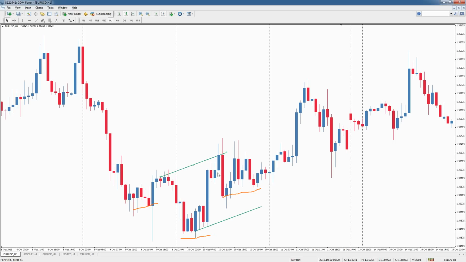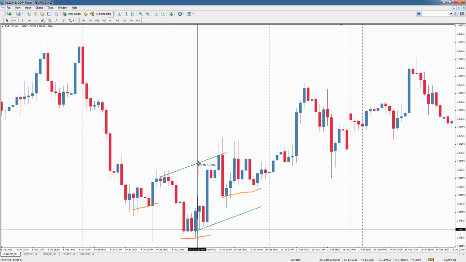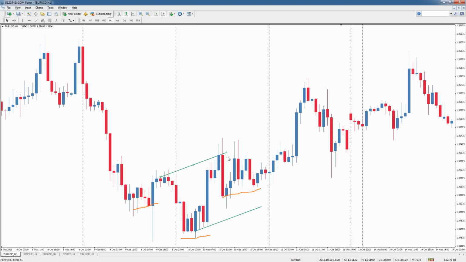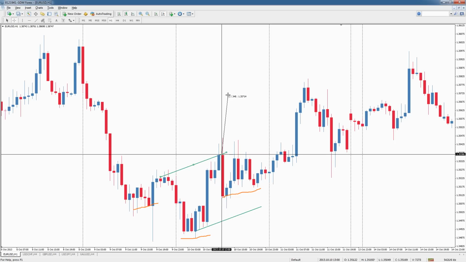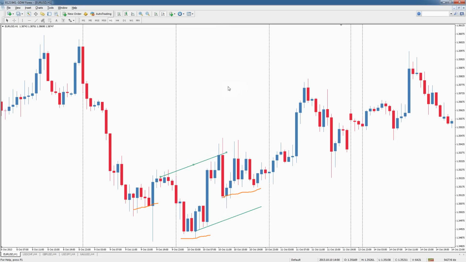We've connected the two shoulders to create our neckline. Now we can use the crosshair to measure the distance between the head and the neckline, and that's 39 pips. So from somewhere up here, 39 pips, all the way up here. That's where our take profit will be.